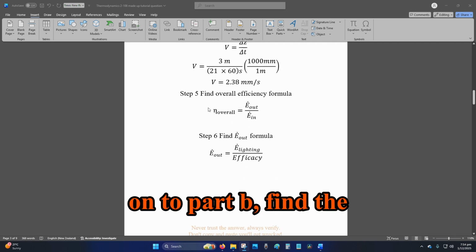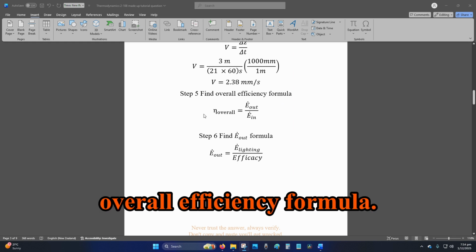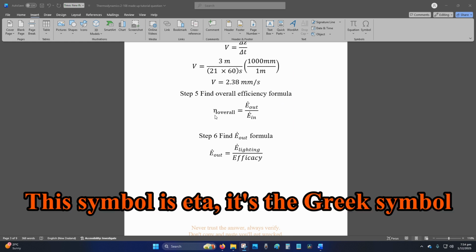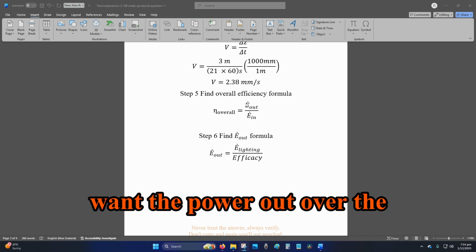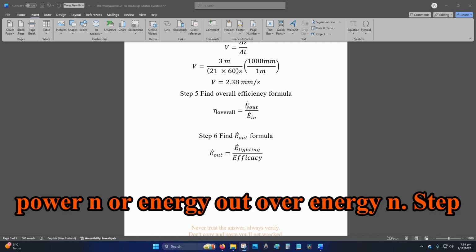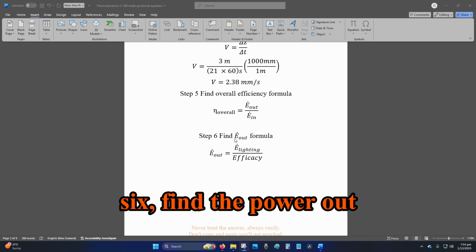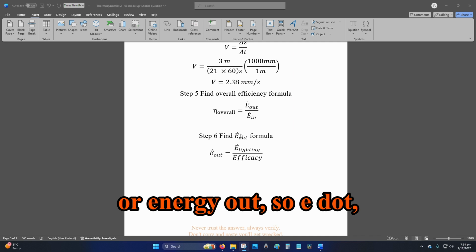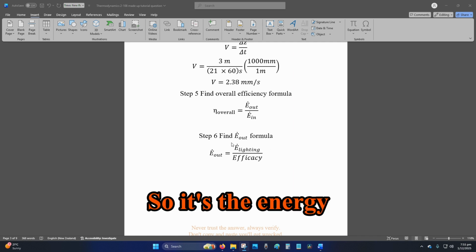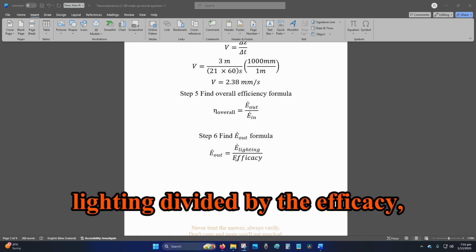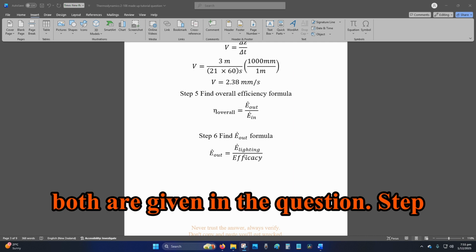Moving on to part B, find the overall efficiency formula. The symbol is eta, the Greek symbol for efficiency. So we want the power out over the power in, or energy out over energy in. Step 6, find the power out or energy out, so E dot, the energy flow rate. So it's the energy lighting divided by the efficacy, both are given in the question.